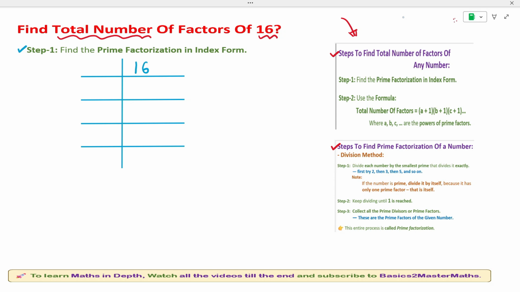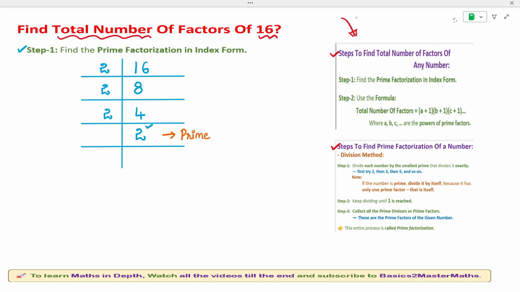Start dividing 16 by the smallest prime 2. Since 2 divides 16 exactly, we get 8. Again, start dividing 8 by the smallest prime 2. Since 2 divides 8 exactly, we get 4. Again, start dividing 4 by the smallest prime 2. Since 2 divides 4 exactly, we get 2.